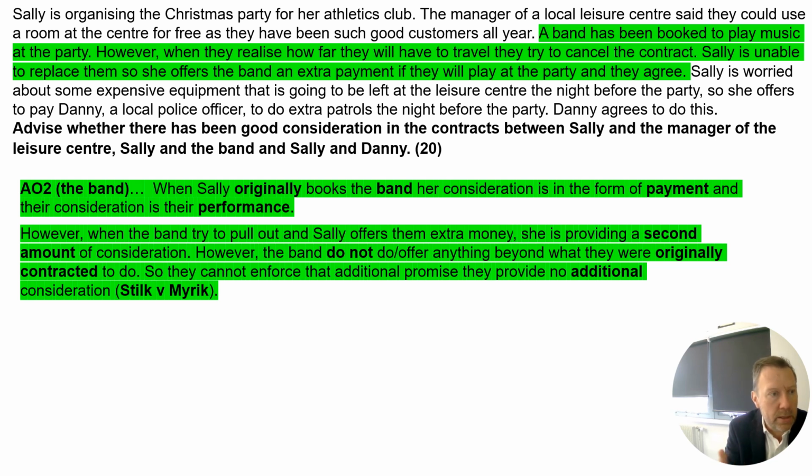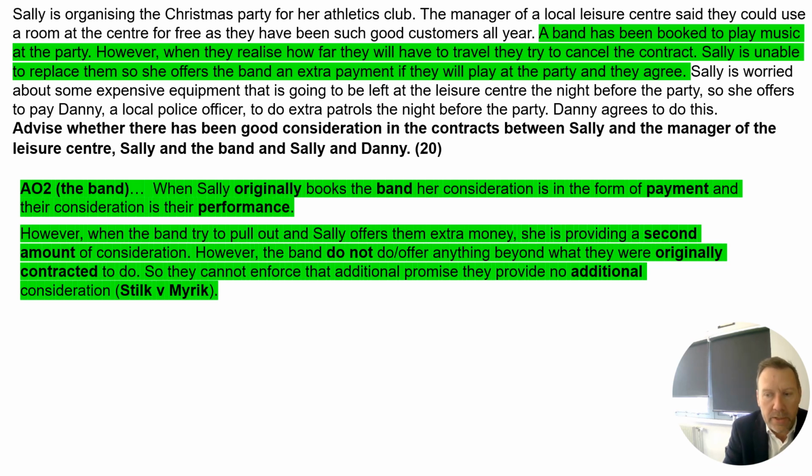And of course, that's Stilk versus Myrick, the classic case, the sailors who were asked to sail home in the absence of some of their other crew members, so they worked harder, if you like, and when they got home, the captain didn't give them the extra money that he'd promised because they had to sail home anyway, because that was in their original agreement.